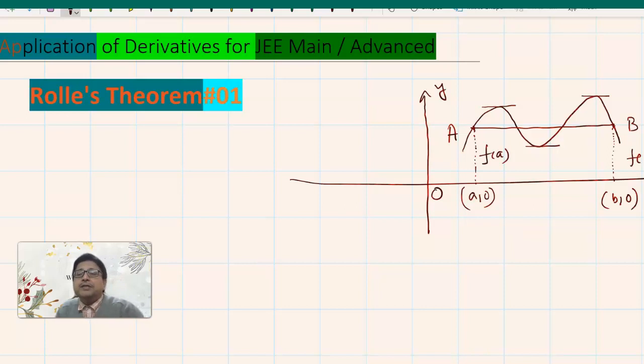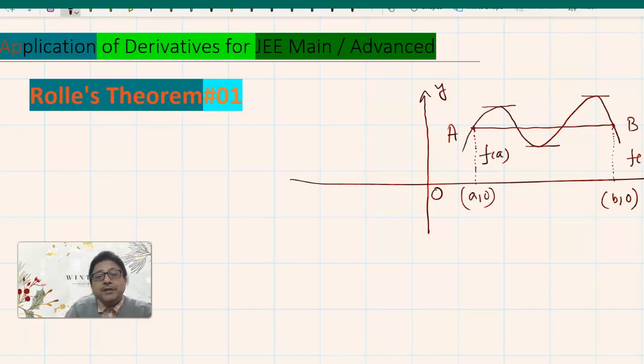Another most important condition is that the graph cannot have any kink between these 2 points, so the non-differentiability condition is removed. The function must be differentiable, and it must be continuous. If it is continuous, it may or may not be differentiable, but differentiability implies continuity. Here we will be discussing continuity and differentiability over 2 different intervals: one is the closed interval, one is the open interval.